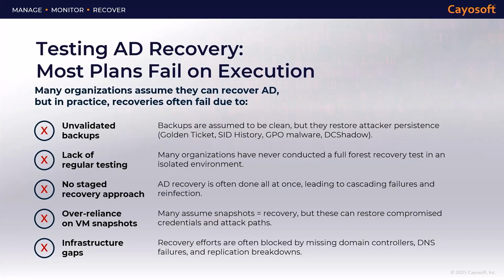But that's not the only challenge. Testing of Active Directory recovery often doesn't get done, and most plans fail on execution. Why is that? Well, they have unvalidated backups. Backups are assumed to be clean, but they can restore attacker persistence, things like SID history, GPO malware, DC Shadow, or even golden tickets. Many organizations have never conducted a full forest recovery test in an isolated environment. And it's all or nothing. AD recovery is often done all at once, leading to cascading failures and reinfection.